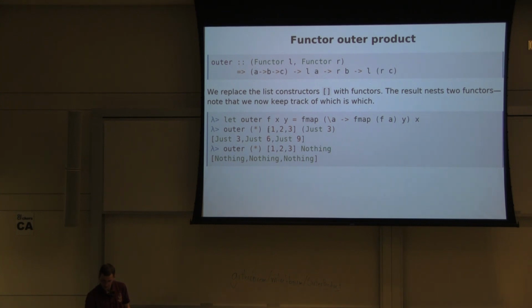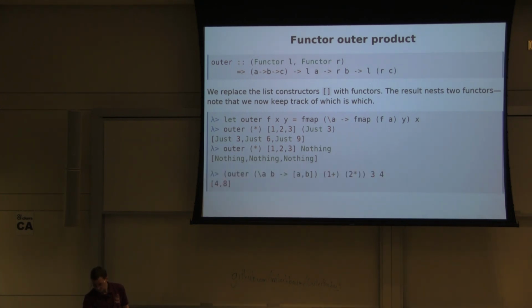So you can see if you do an outer product with a list and a Just, you get a list, or a list and a Maybe, you get a list of Maybes. So map over your list and Just 3, and it'll map each element of the list with it, and turn it into a Just number there. Map over the list with Nothing, turns into a list of Nothings.